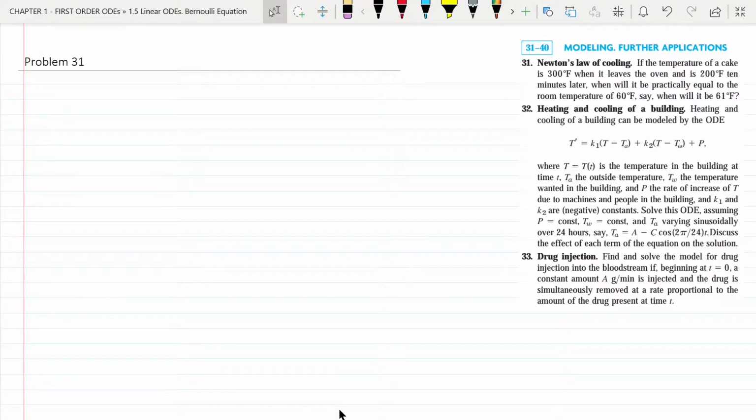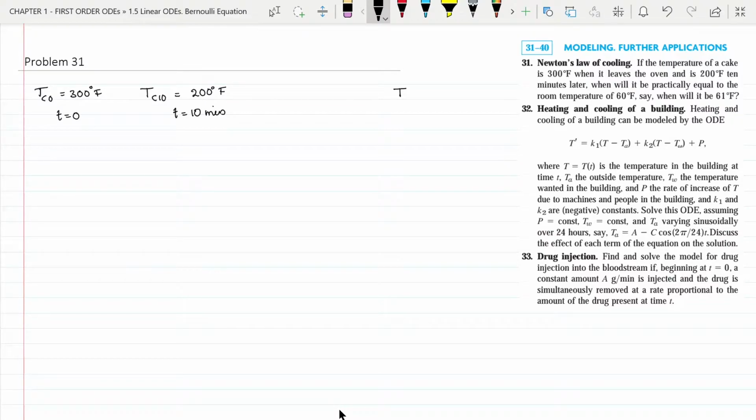So let us write down the data given in the question first. The temperature of the cake was 300 degrees Fahrenheit when it left the oven. So temperature of the cake at time t equal to 0 is 300 degrees Fahrenheit. We have considered time t equal to 0 at the time when the cake leaves the oven. After 10 minutes, that is at t equal to 10 minutes, the temperature of the cake was 200 degrees Fahrenheit.